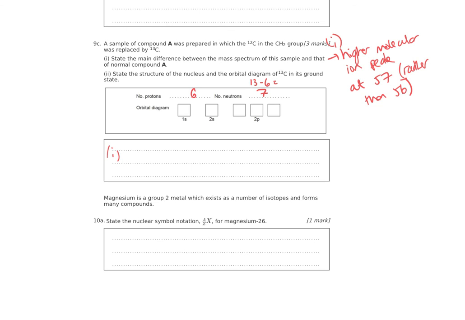What's the orbital diagram? If it has 6 protons, it must have 6 electrons. So 1, 2, 3, 4, 5, 6. State the symbol notation. So A is your atomic mass, and Z is your atomic number. So it would be Mg 26 12.